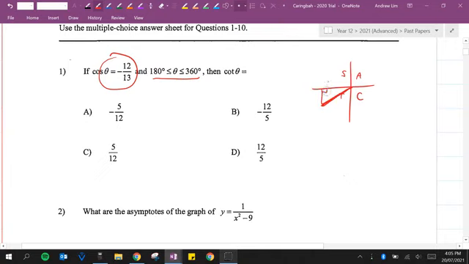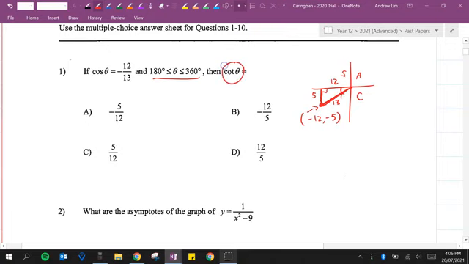I'm just going to write my values here. So cosine is equal to adjacent over hypotenuse. So here's my angle. Adjacent is 12. Hypotenuse is 13. So therefore my missing side here is going to be 5. Now if I were to write the coordinates for this point here, it will be negative 12, negative 5. Okay, so that's the coordinates of that point.